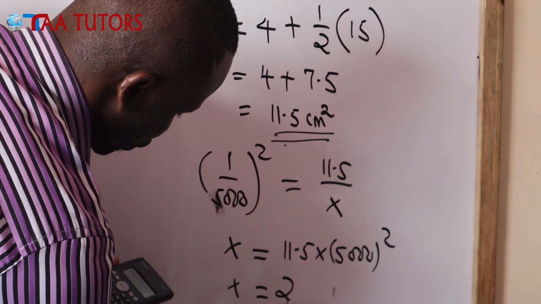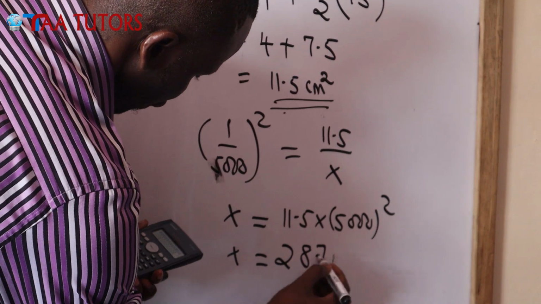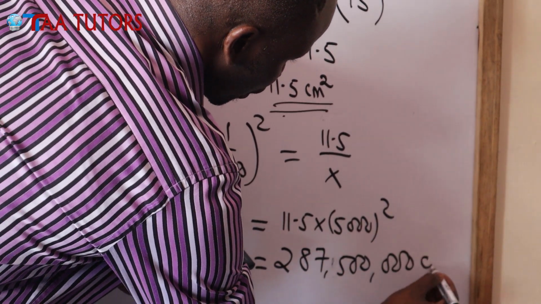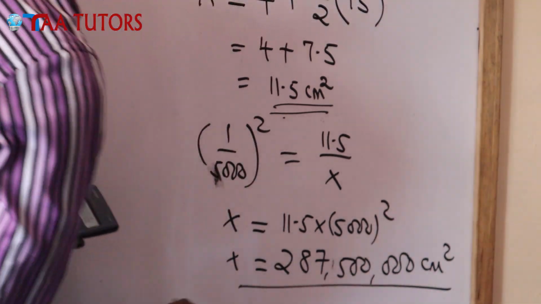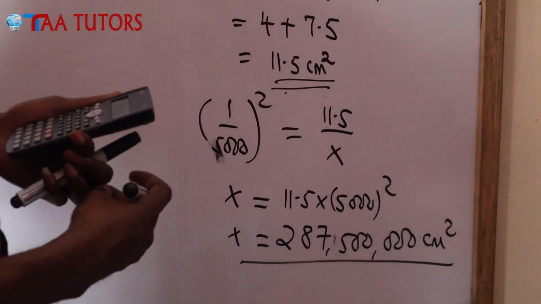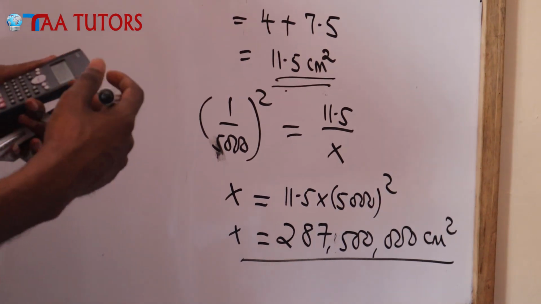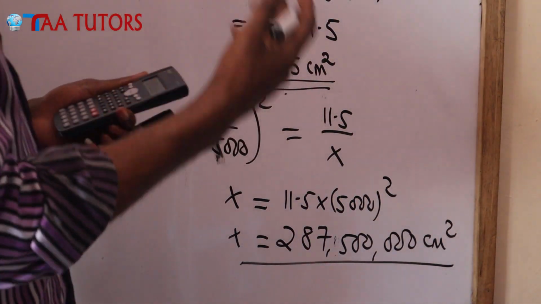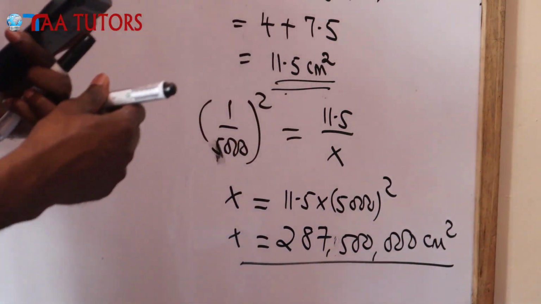11.5 times 5,000 squared. If I try to multiply that, 5,000 squared times 11.5, that is 287,500,000 centimeters squared. So after getting centimeters squared here, it means we can now change it into meters squared or kilometers squared or hectares, based on what the examiner wants from you.